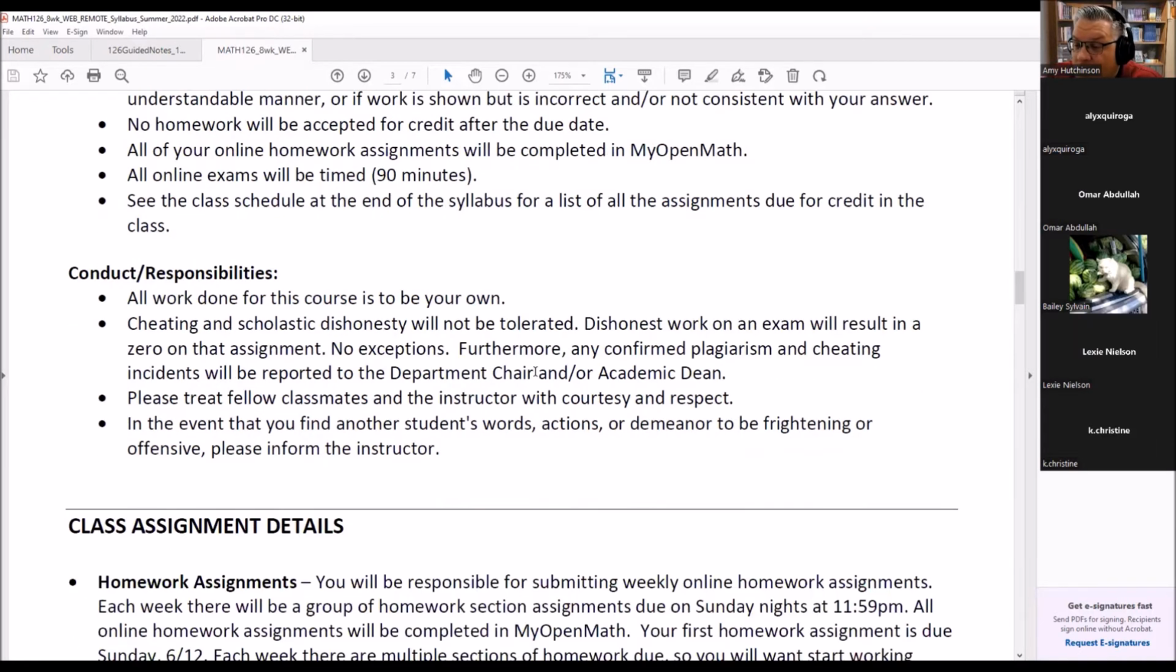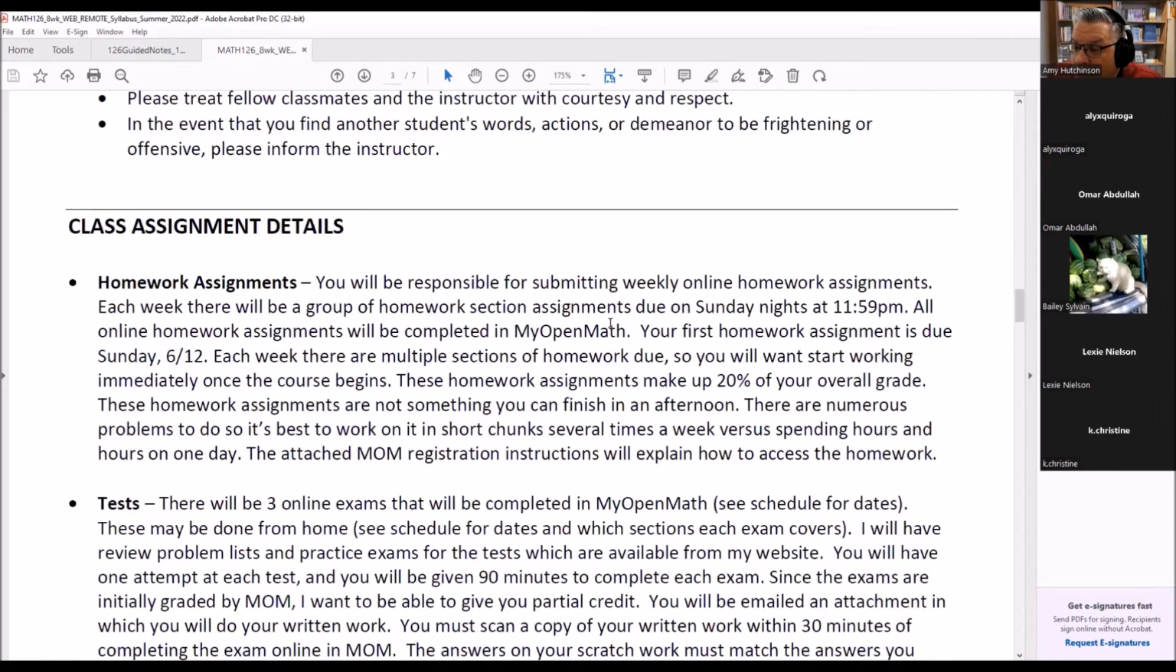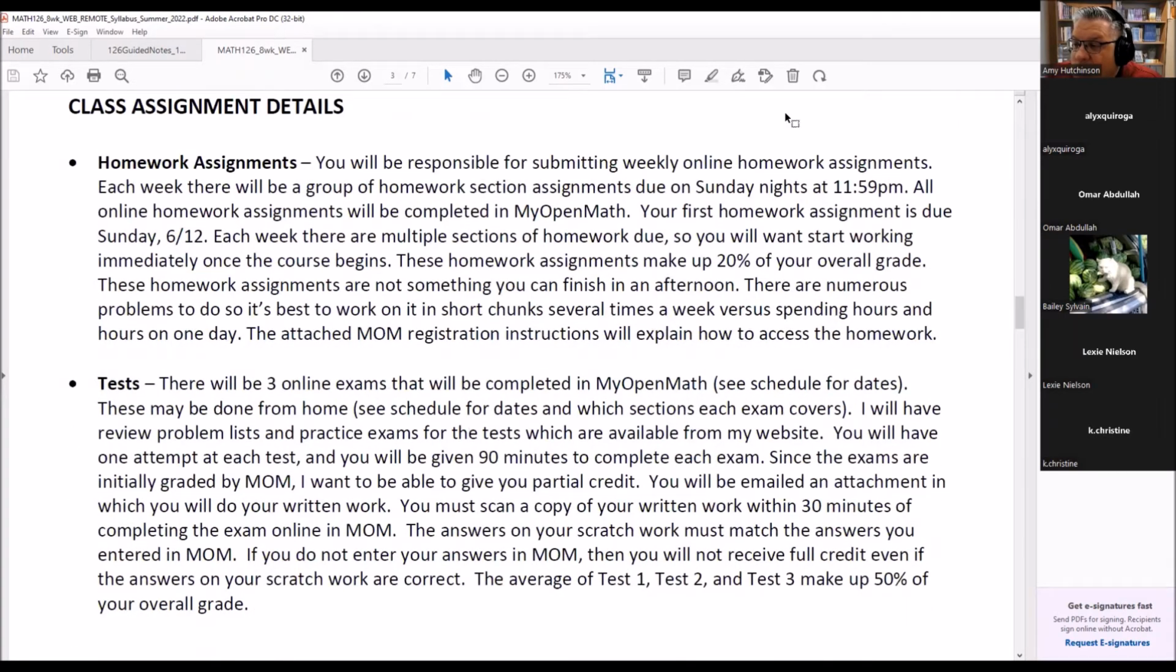That's all written here in the syllabus. This is just some general information, no cheating, that kind of thing there. So homework assignments, I touched on this already. They're due on Sunday nights. They're all in My Open Math. The first one's due on this coming Sunday.